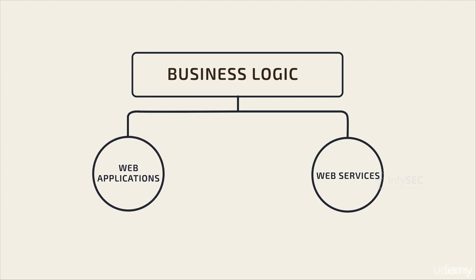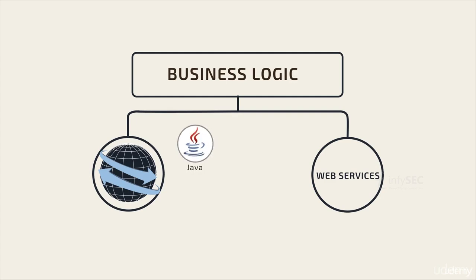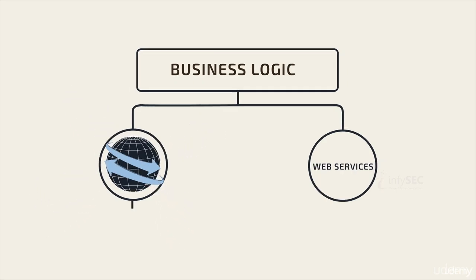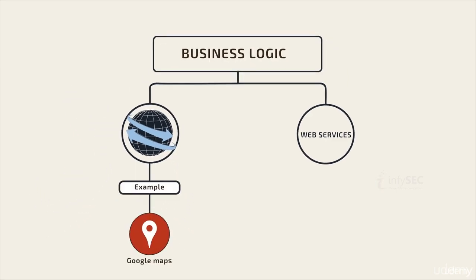What is a web application? It is a program written using packages such as Java, PHP, Python, Ruby, etc. to accomplish a task. Example, Google Maps.